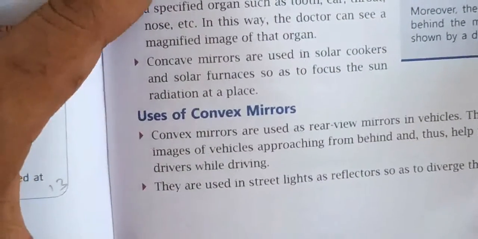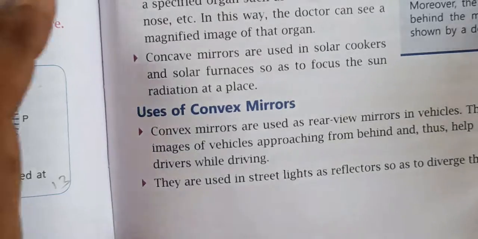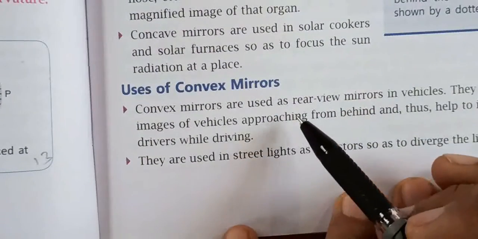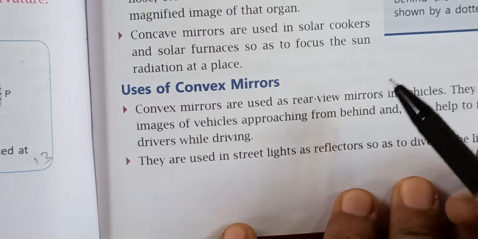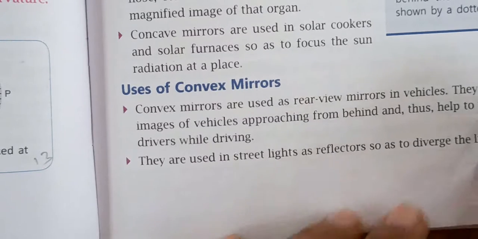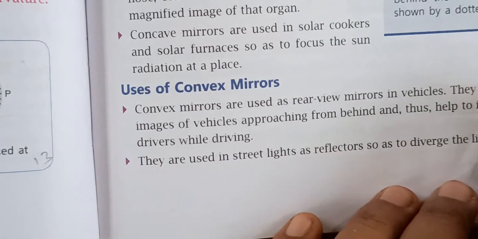Uses of convex mirror. Although uses are given, diagrams are not given. But that is part of your syllabus now. Convex mirrors are used as a rear view mirror. You know, in vehicles, on the right hand side of the car, outside, one mirror is there, and on the left side also. In bikes also two mirrors are there.